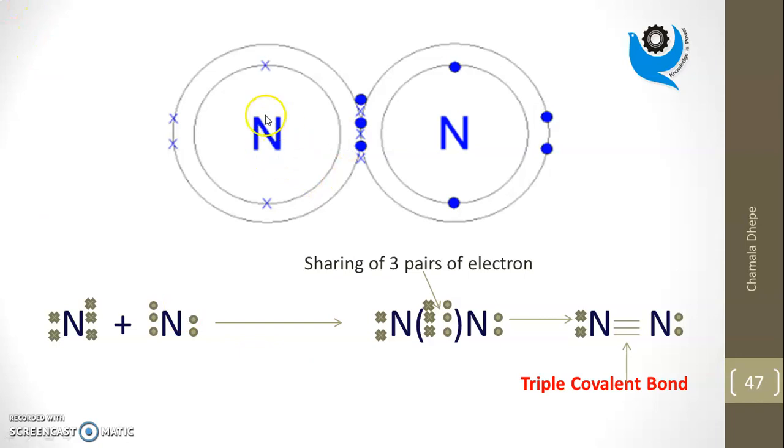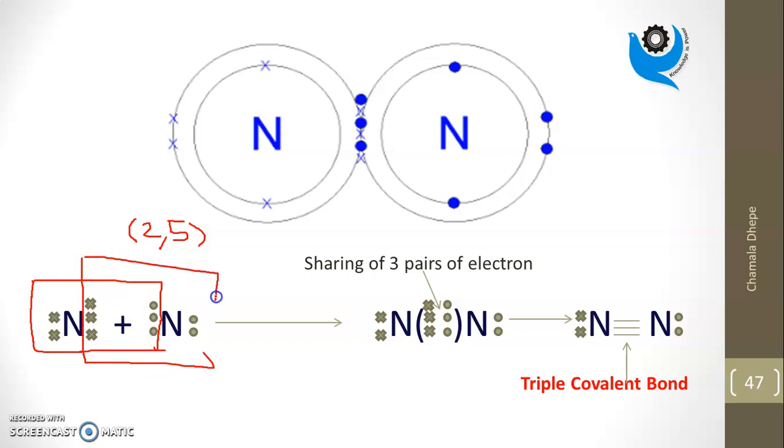Now see here, the first nitrogen has its electrons shown by the cross mark, and the other is shown by the dot mark, electronic configuration 2, 5. In the valence shell, how many electrons are there? 5 electrons are there: 1, 2, 3, 4, 5. Similarly for this one: 1, 2, 3, 4, 5. See here, these are the cross marks, and the electrons of this nitrogen are shown by the dot marks. To complete the octet, it shares 3 electrons with this one. Now its octet is complete. Similarly, this nitrogen also shares 3 electrons with the neighboring nitrogen.